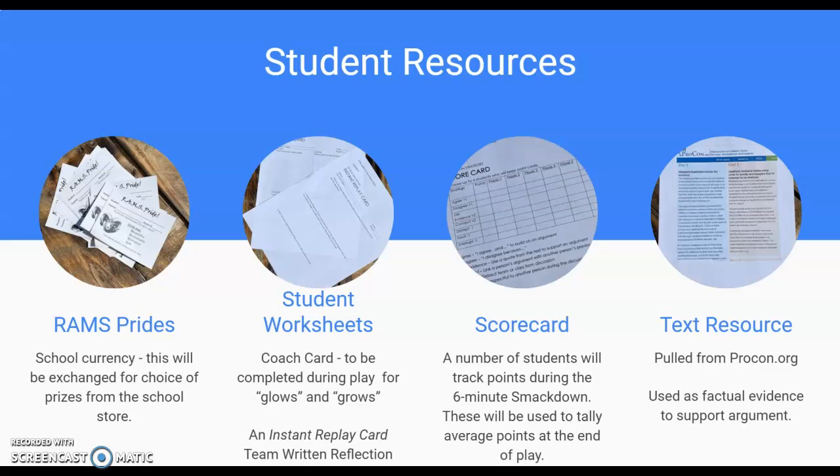Then there's a scorecard, so a number of students will keep track during the Smackdown, which is a 6-minute conversation in the middle circle, and these are used to tally average points at the end of play. And then that's just a copy of one of the text resources pulled from procon.org. So for each of the pro-cons, I'll literally have one side of the worksheet is the pro, and the other side is the con. And this particular one is about the pros and cons of medical legalization on the economy.